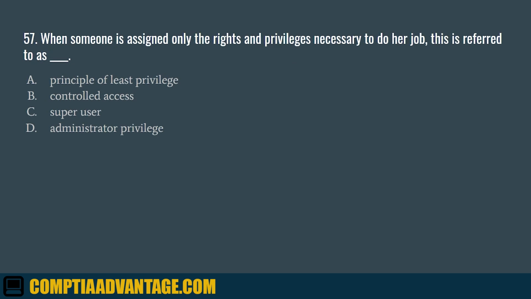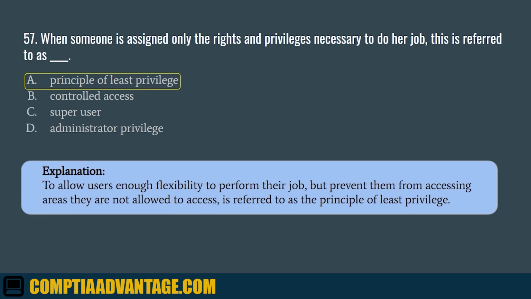Question 57. When someone is assigned only the rights and privileges necessary to do her job, this is referred to as A. Principle of least privilege. B. Controlled access. C. Superuser. D. Administrator privilege. The correct answer is A. Principle of least privilege. To allow users enough flexibility to perform their job, but prevent them from accessing areas they are not allowed to access, is referred to as the principle of least privilege.